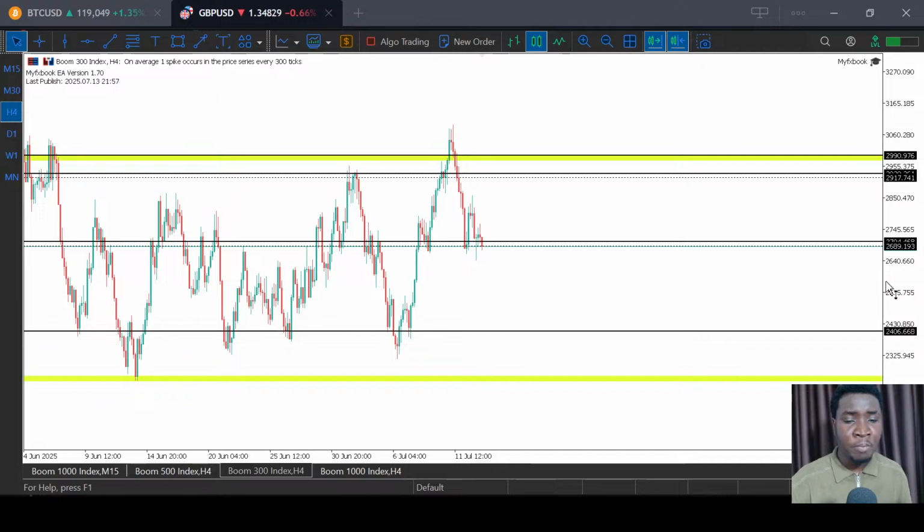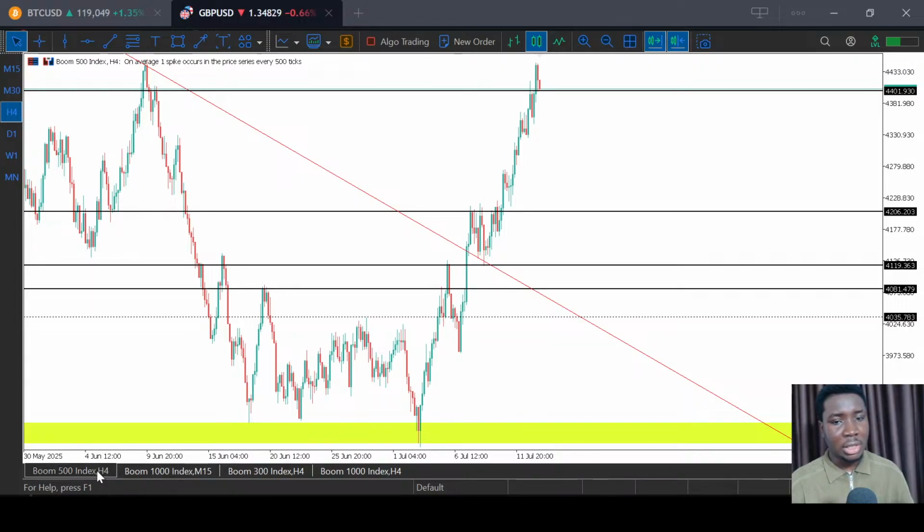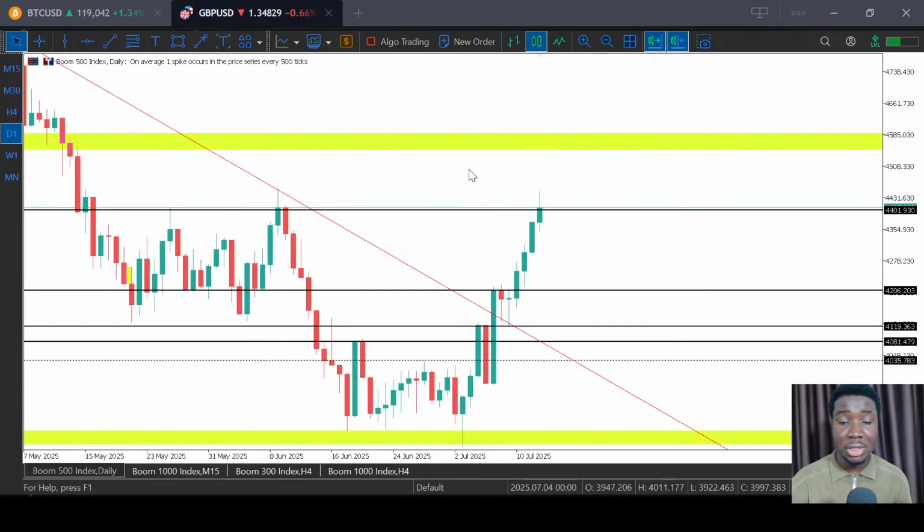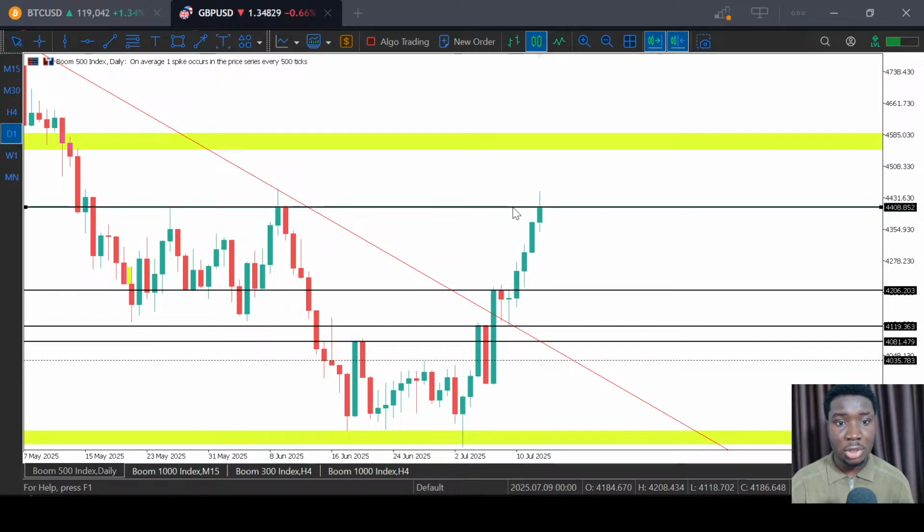So the first market I'll be looking at, I'll start with Boom 500. The bias I'm looking at currently is for a sell position, because currently this market is trending upward. It has currently gotten to one of my major areas, this current zone here. Yeah, it has gotten into it.